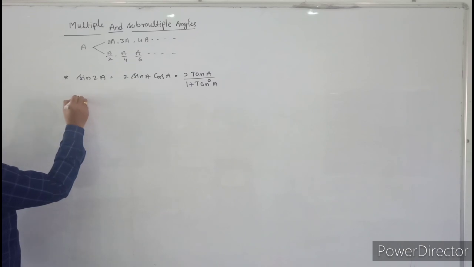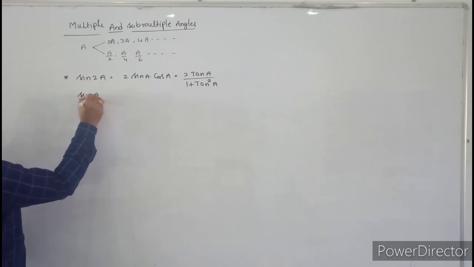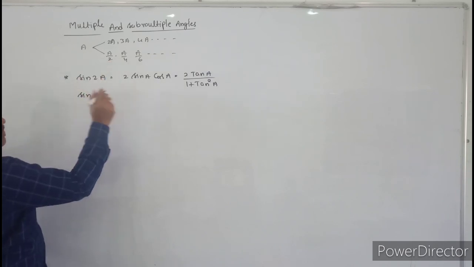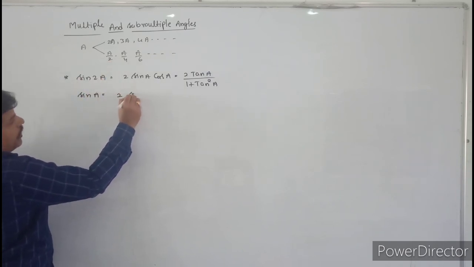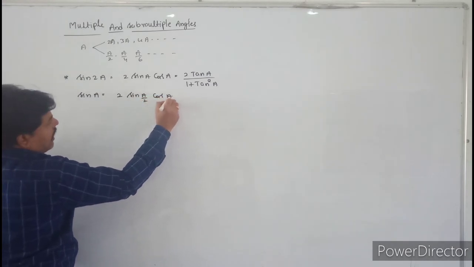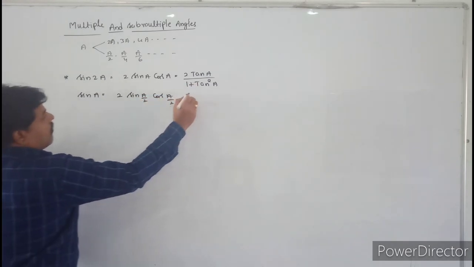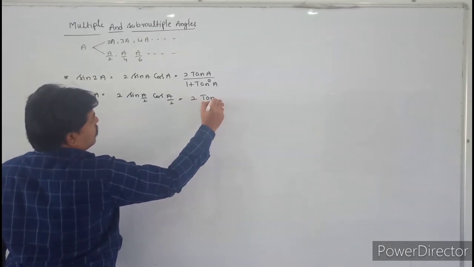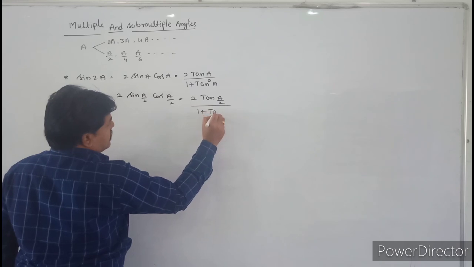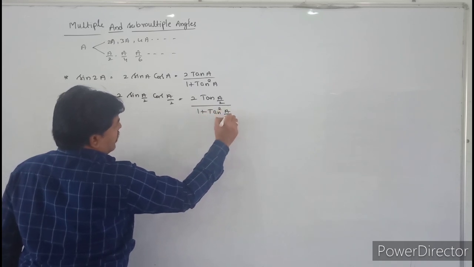So what is the submultiple formula? You will get that sin A is equal to, in the place of A, I have taken A by 2. What happens? So that implies it will become 2 into sin A by 2 into cos A by 2, and also this formula will change to 2 tan A by 2 by 1 plus tan square A by 2.